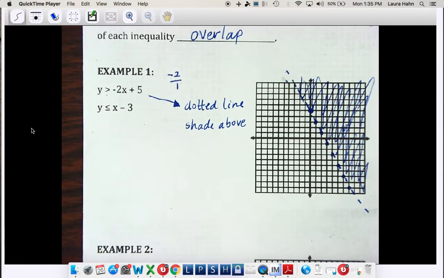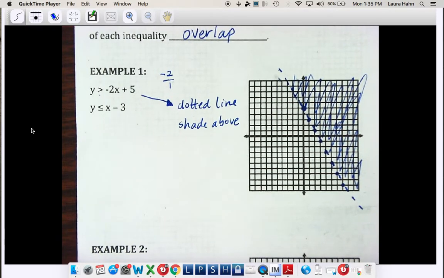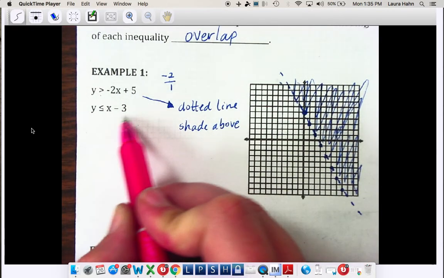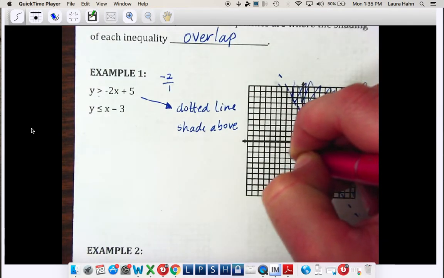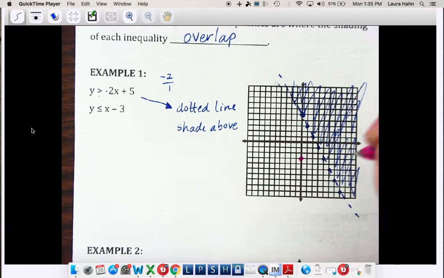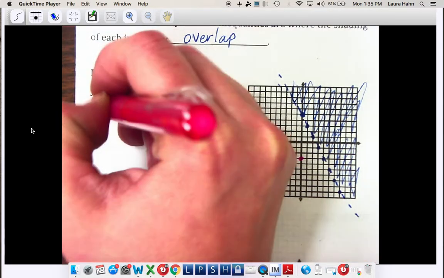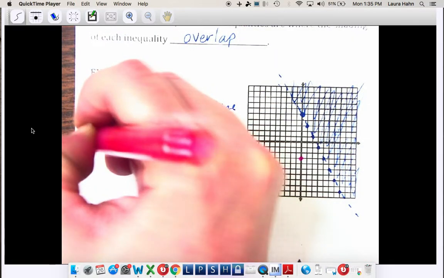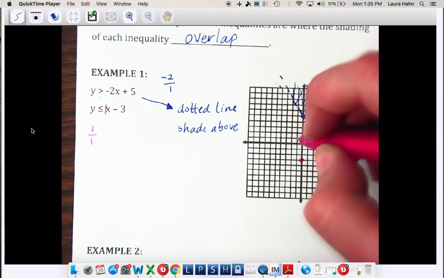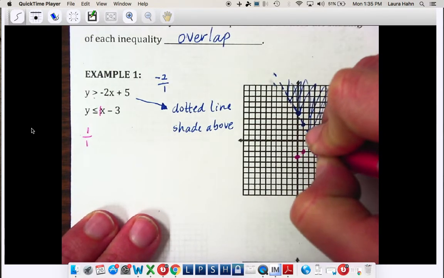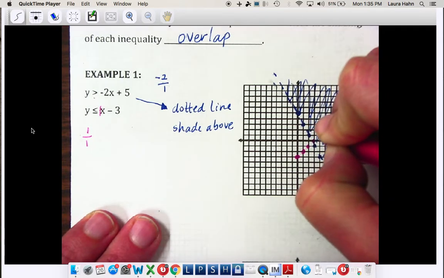Okay, this one I'm going to use pink. I know my y-intercept is at negative 3, so I'm going to go down 3 and put my y-intercept. My slope is 1, which means I'm going to go up 1 over 1. So from my y-intercept, up 1 over 1. And keep doing that.